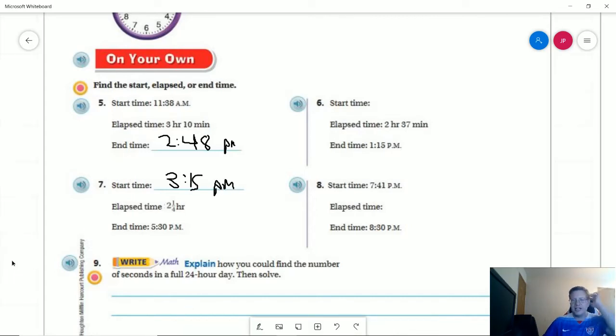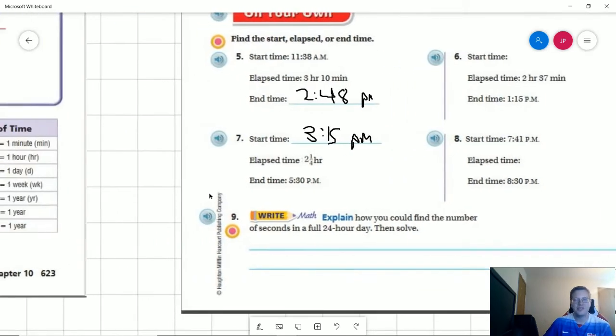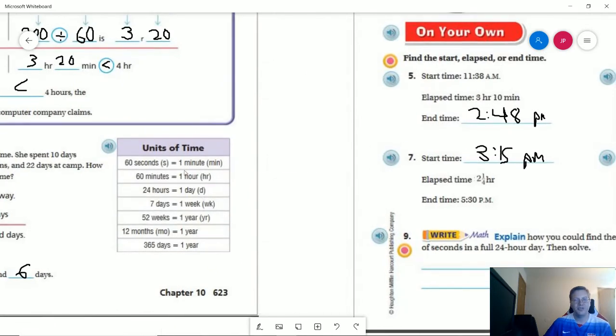So for number 9, here's how you could find the number of seconds in a full 24-hour day. So here we go. There are 24 hours in a day, and then we could multiply that by 60 to find out the number of minutes in a day. Then we could multiply by 60 again.